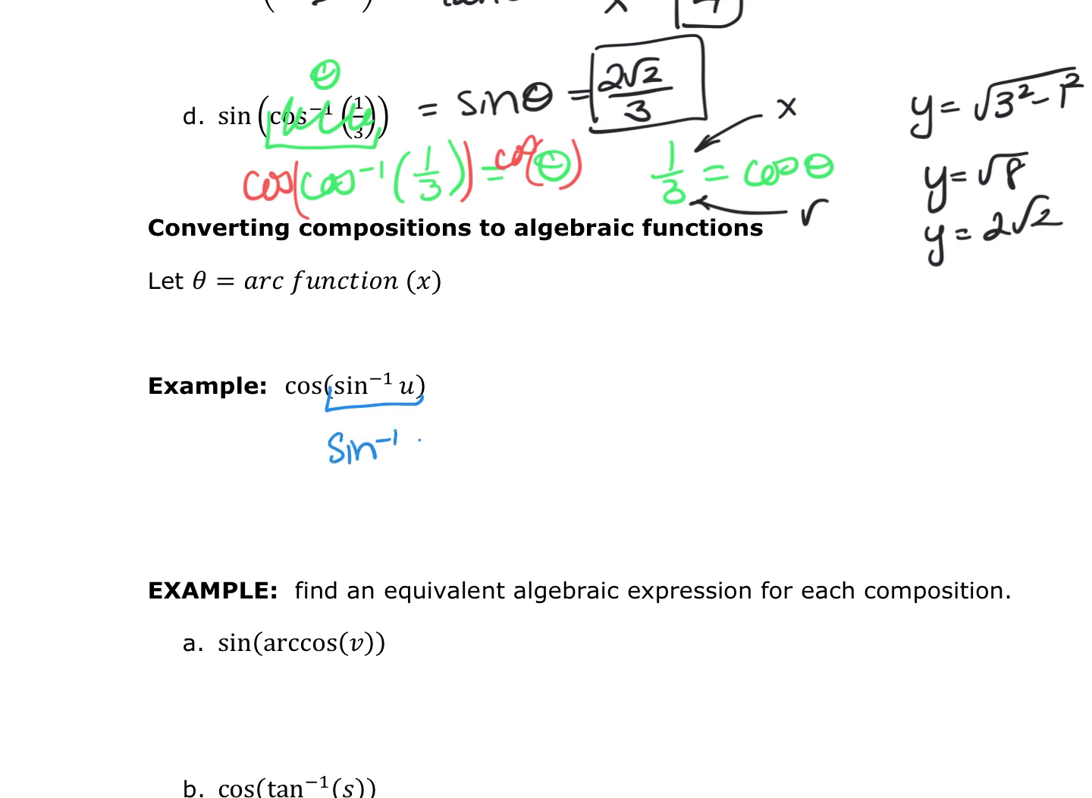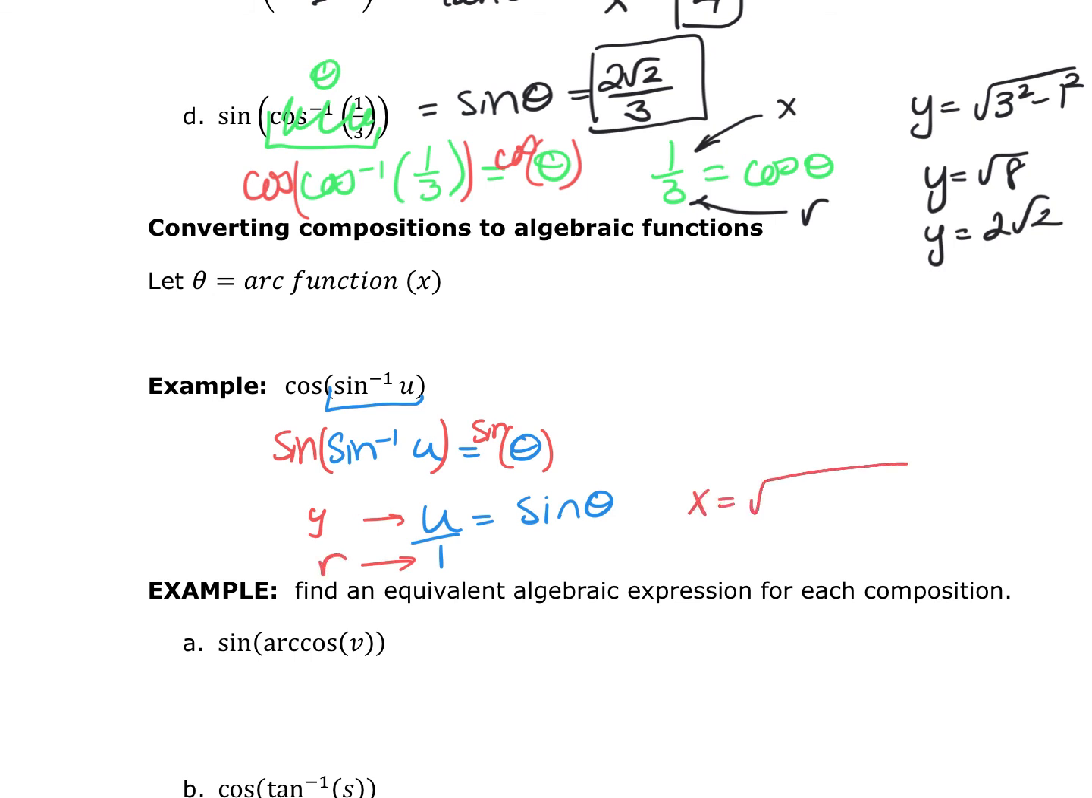The sine inverse of u is equal to theta. The sine of this side, the sine of this side tells me that u is equal to the sine of theta. I'm going to write this as u over 1. This is y, this is r, x is going to be the square root. We always take positive, we assumed positive when we're doing it like this, algebraically. It is going to be 1 squared minus u squared.